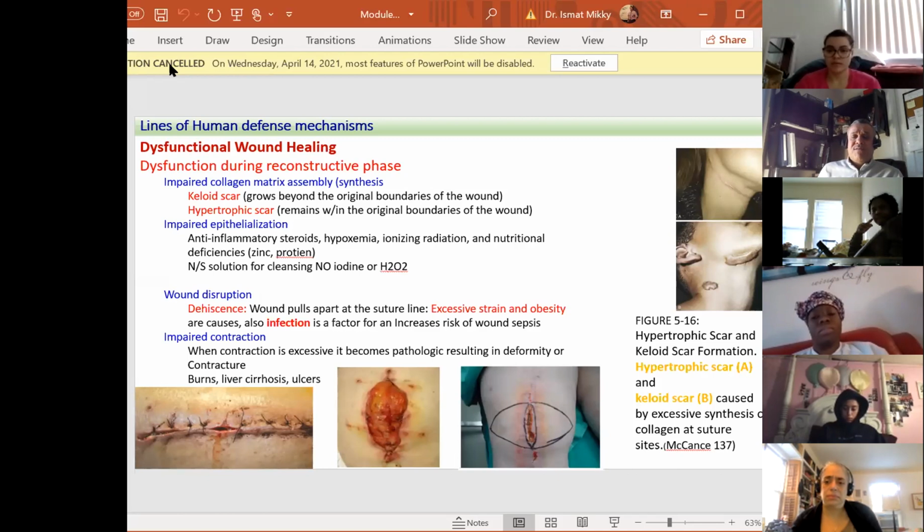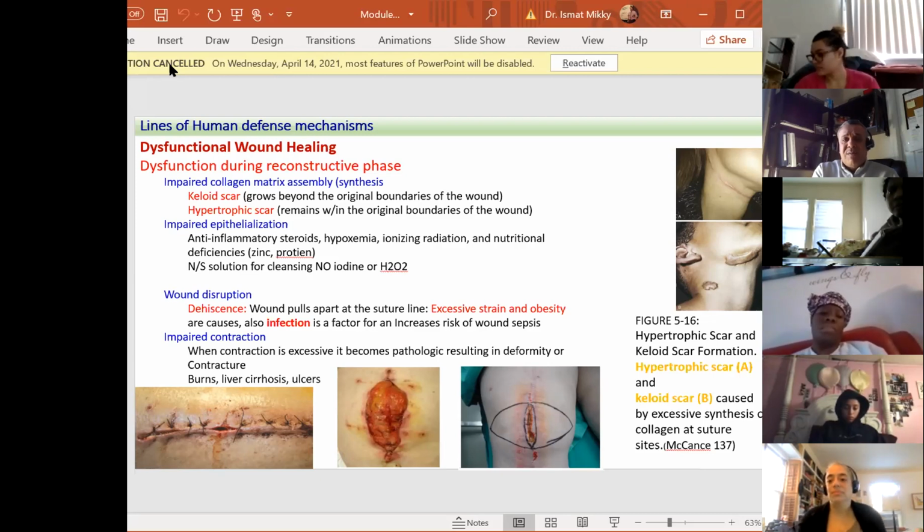So these are the dysfunctions of wound healing. Not necessarily all patients, when their wound heals, will experience this, but these are some of the problems that may be anticipated for some patients. Something called keloid scar or hypertrophic scar, and I'm sure all of this will be covered in Adult Health 1. Dehiscence, or when the wound gets infected.